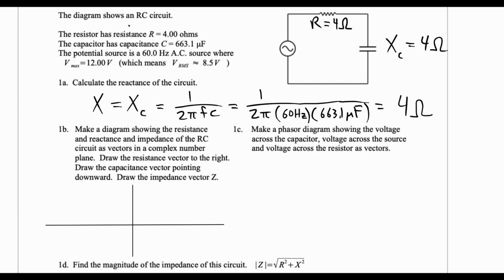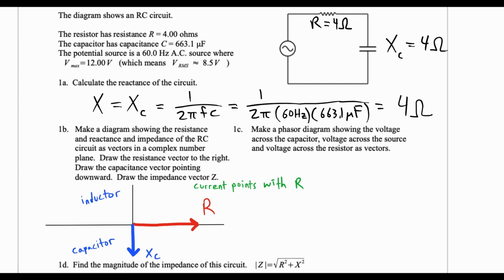So what we do typically for these is draw the resistance pointing to the right, and then we have to decide, is our reactance going to be up or pointed down? We would now want to draw the capacitive reactance. And so I would draw that pointing down. So that would be our what's called XC in the complex plane.